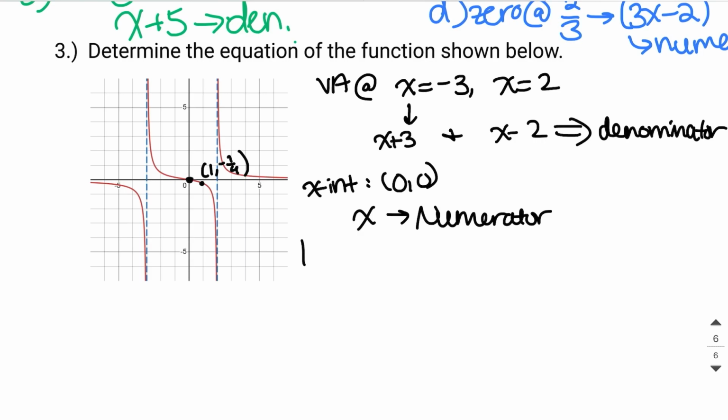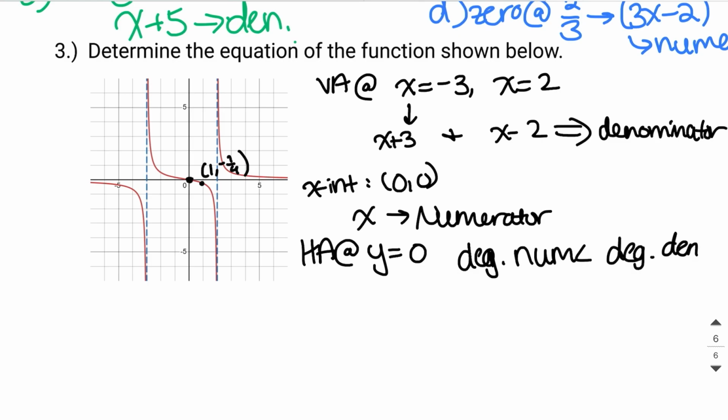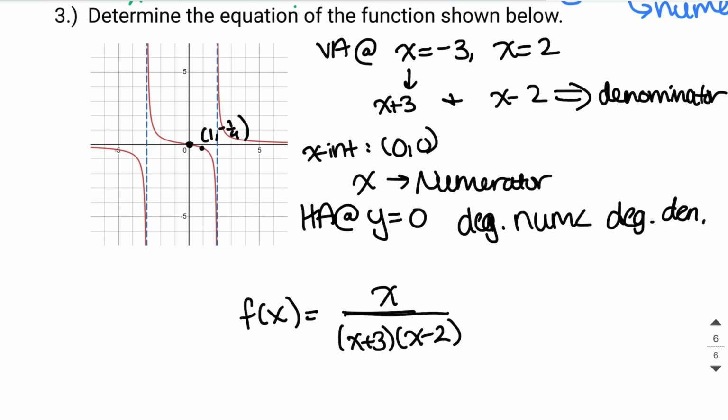We also know that we have a horizontal asymptote at y equals 0. So that means that the degree of the numerator is going to be less than the degree of the denominator. So if I were to start to place some of this information, we know that x plus 3 and x minus 2 have to be factors in the denominator. We know that x has to be a factor in the numerator. And right now, the degree of the numerator, which is 1, is less than the degree of the denominator, which is 2, which means that we would definitely have an asymptote of y equals 0.